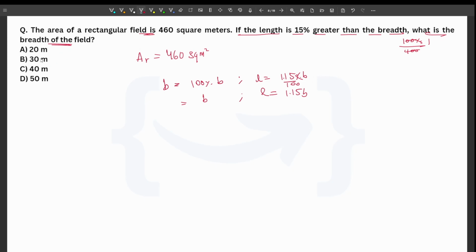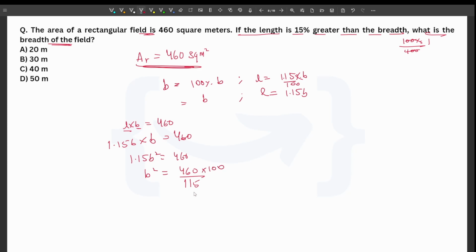What is the breadth of this field? Now, what do we know? We know the area equation. Area is length times breadth, and we know it is 460. The length is 1.15 B, and B is already assumed. So it would be 460, isn't it? So it will become 1.15 B square equals 460. So B square will be 460 by 115, where 100 will come on top.